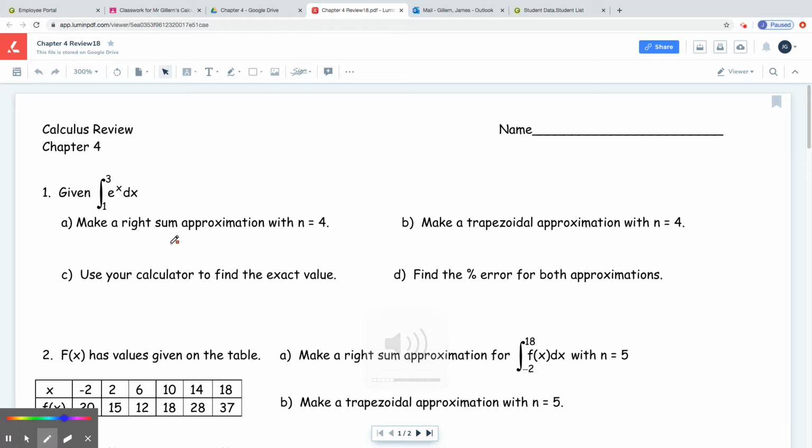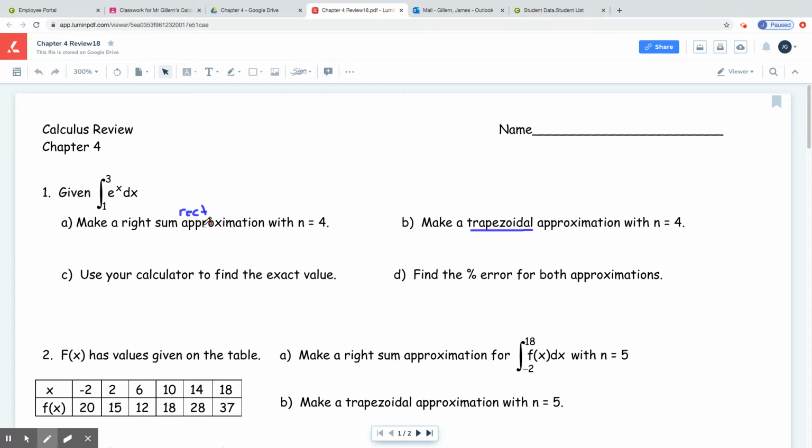Let's go over the answers to the problems on the review. All right, so this first one here, we were given an equation and a lot of different types of questions here. The first one says make a right sum approximation. When it says a right sum, we are going to use rectangles here. Okay, rectangle approximation. B, we're going to use trapezoidal. All right, then we're going to use our calculator. Then we're going to find the percent error for both approximations.